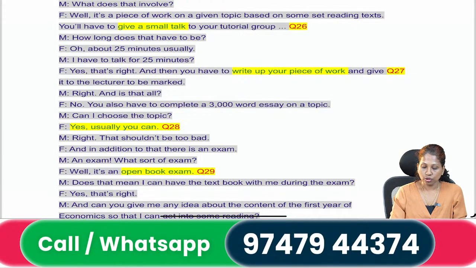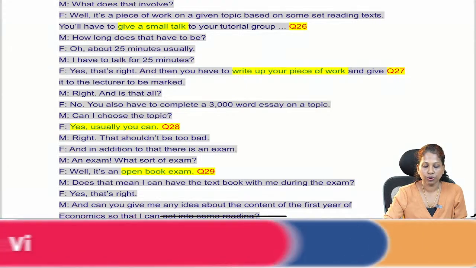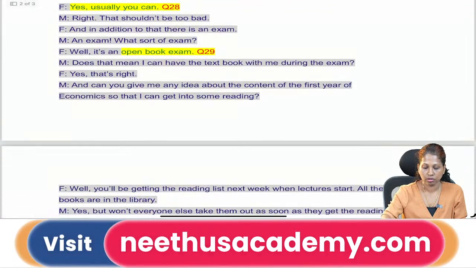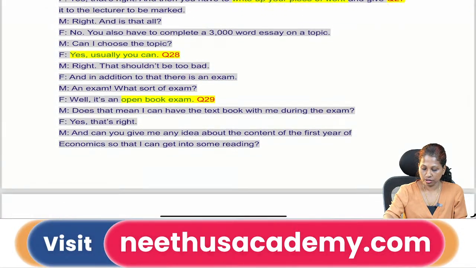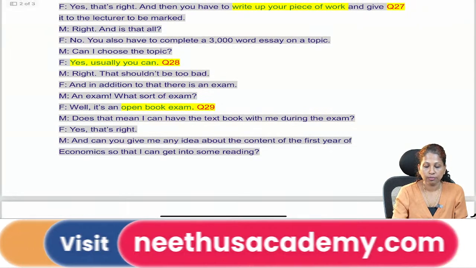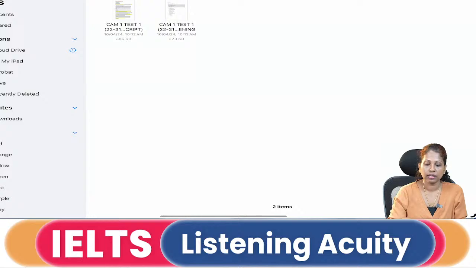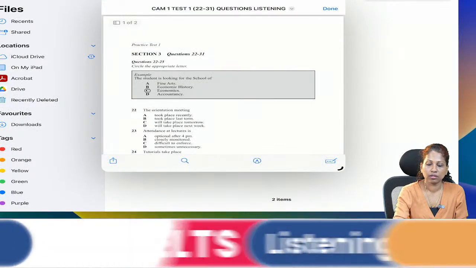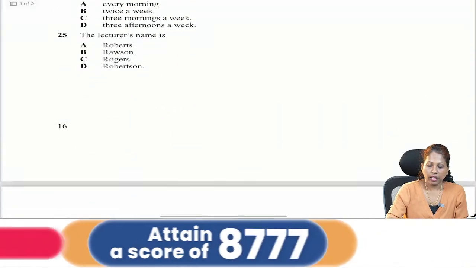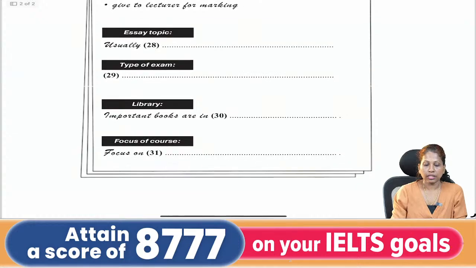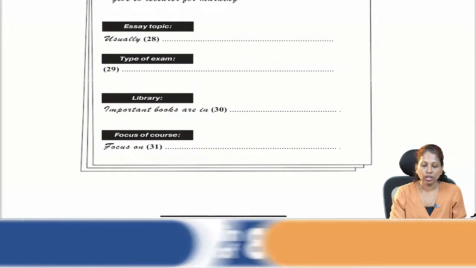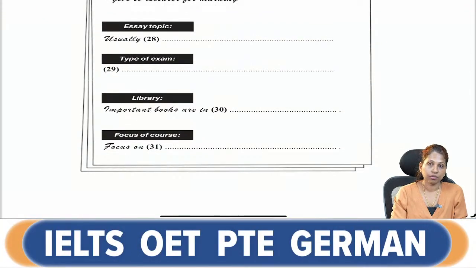Okay, let's come to the next question, that is question 29. We have 3 more questions. So let's come to 29. Let's go to the heading of 29. The heading is type of exam. So 29 is speaking about the exam type.